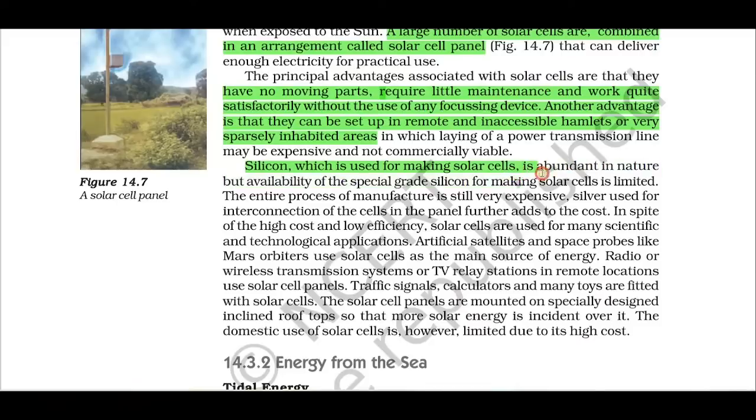Silicon, which is used for making solar cells, is abundant in nature, but availability of special grade silicon for making solar cells is limited. It is one of the limitations of solar cells. The entire process of manufacture is still expensive. Silver, which is used for interconnection of the cells in the panel, further adds to the cost.